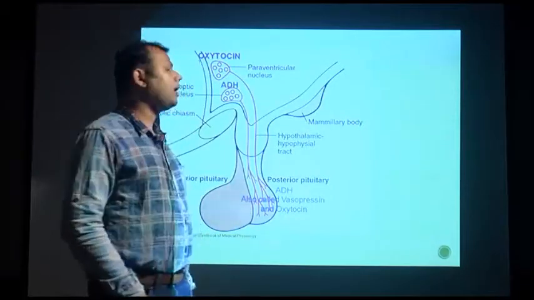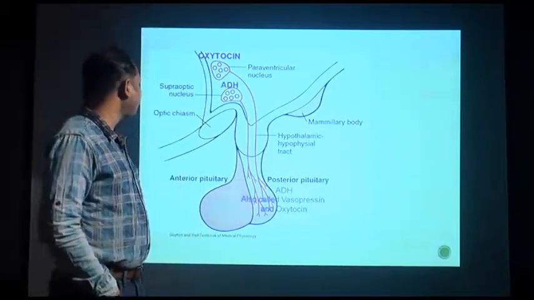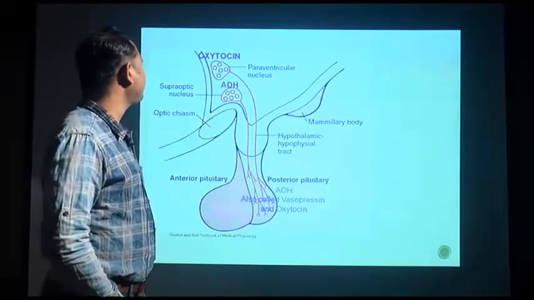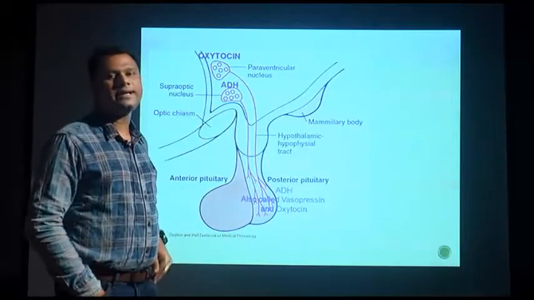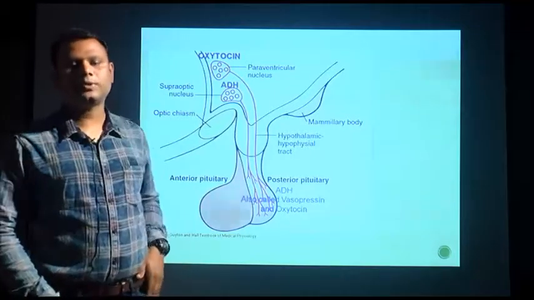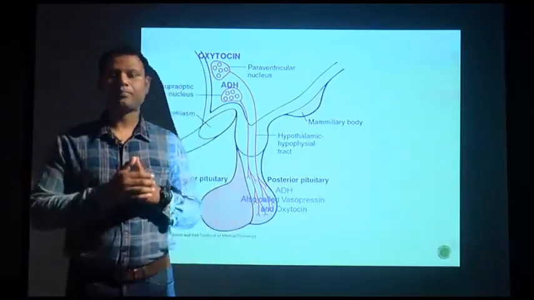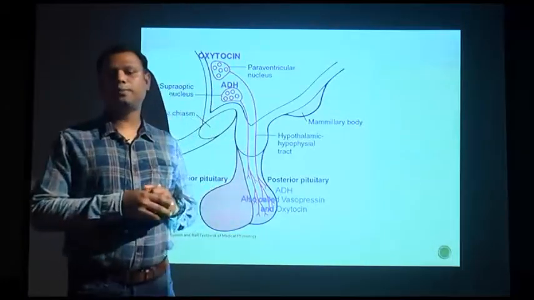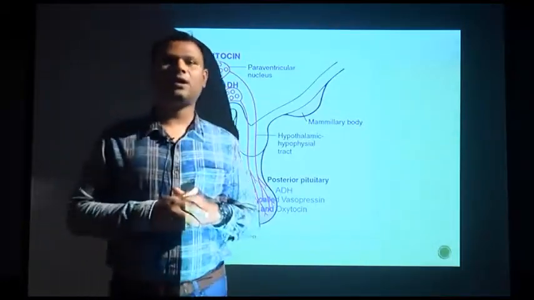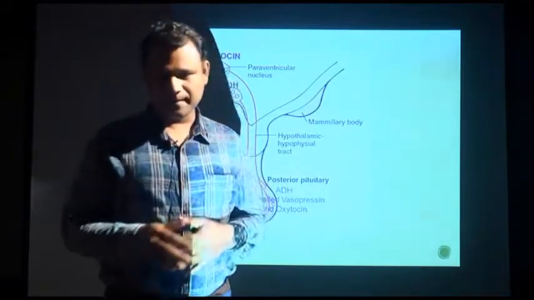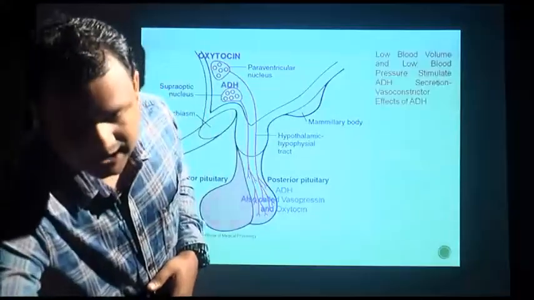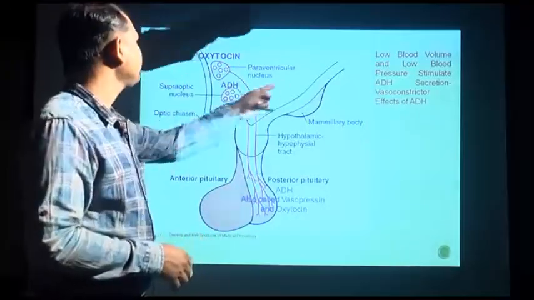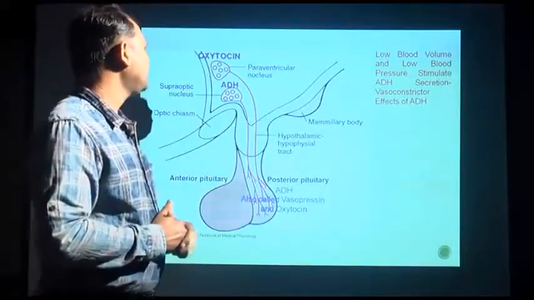antidiuretic hormone or vasopressin and oxytocin. Oxytocin is primarily secreted from the paraventricular nucleus of the hypothalamus and antidiuretic hormone is secreted from the supraoptic nucleus of the hypothalamus. Okay. So, they are secreted and stored in the posterior pituitary. Now, let us see what is actually ADH.